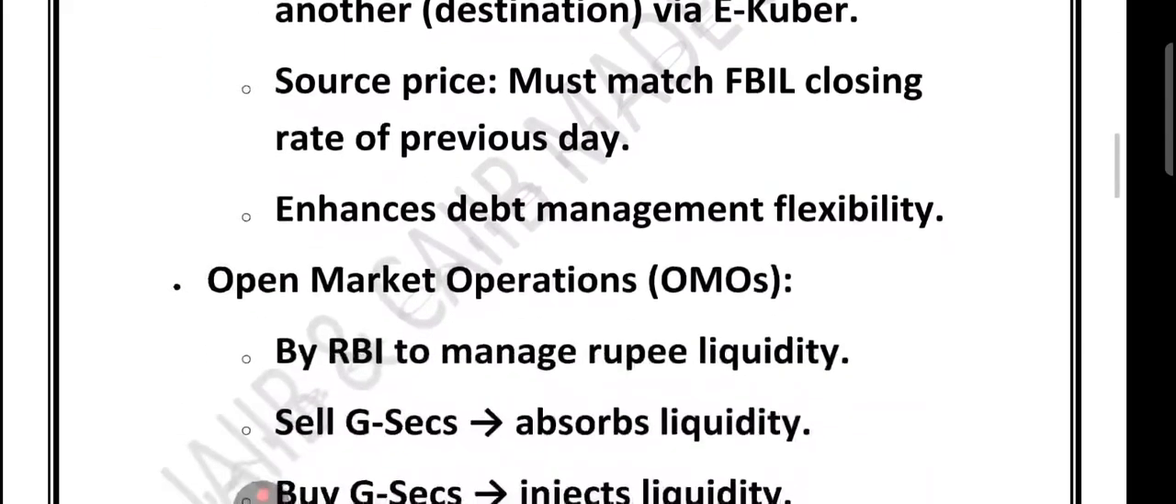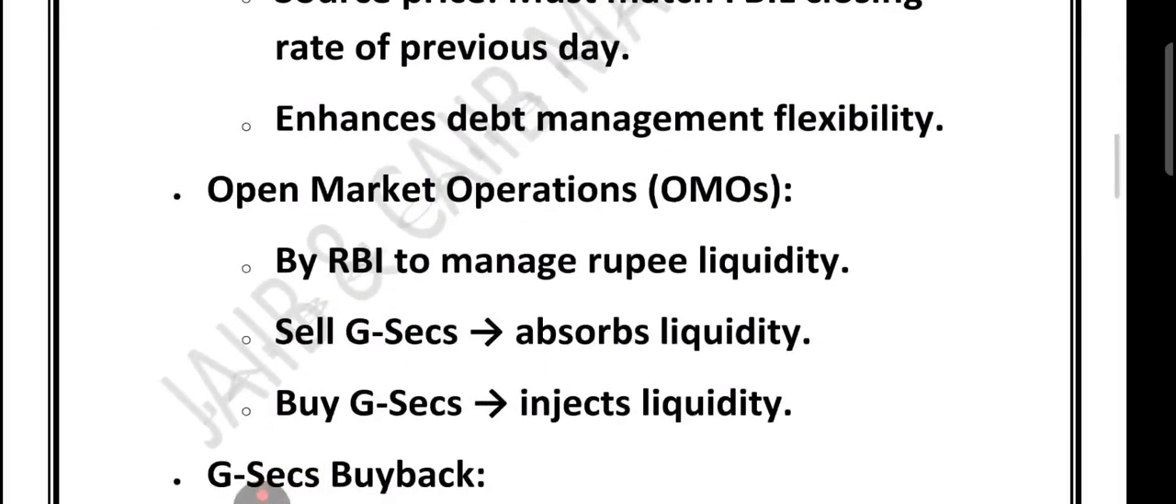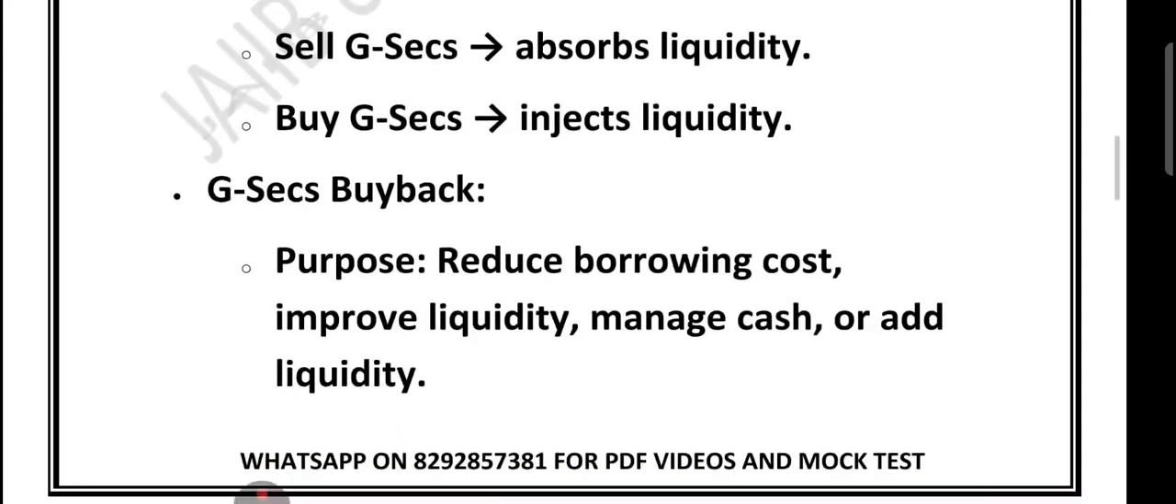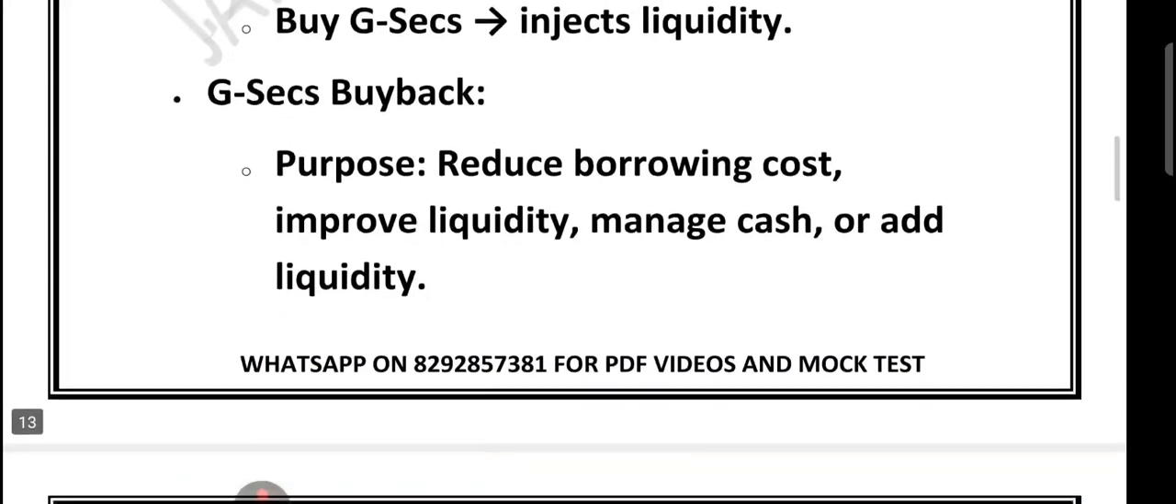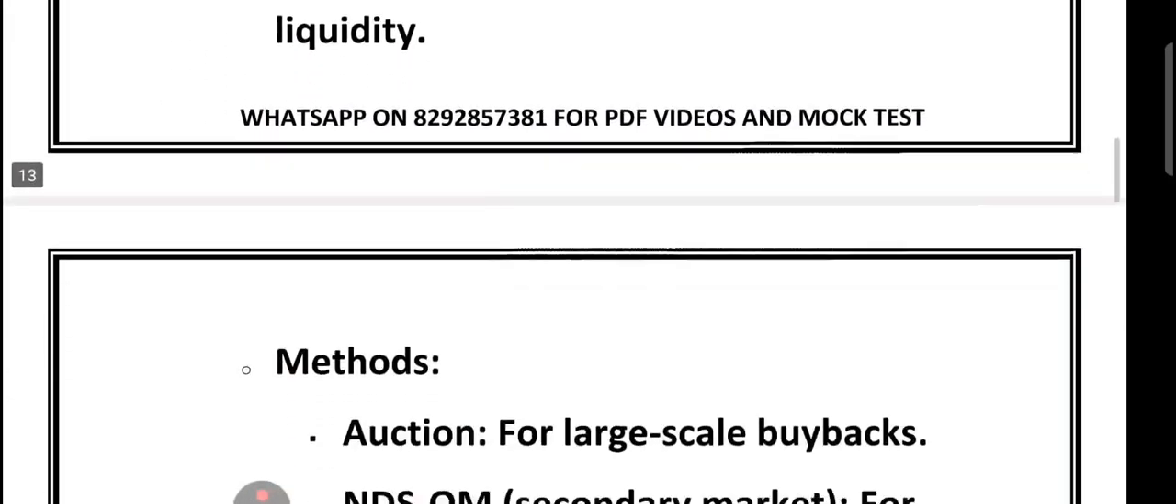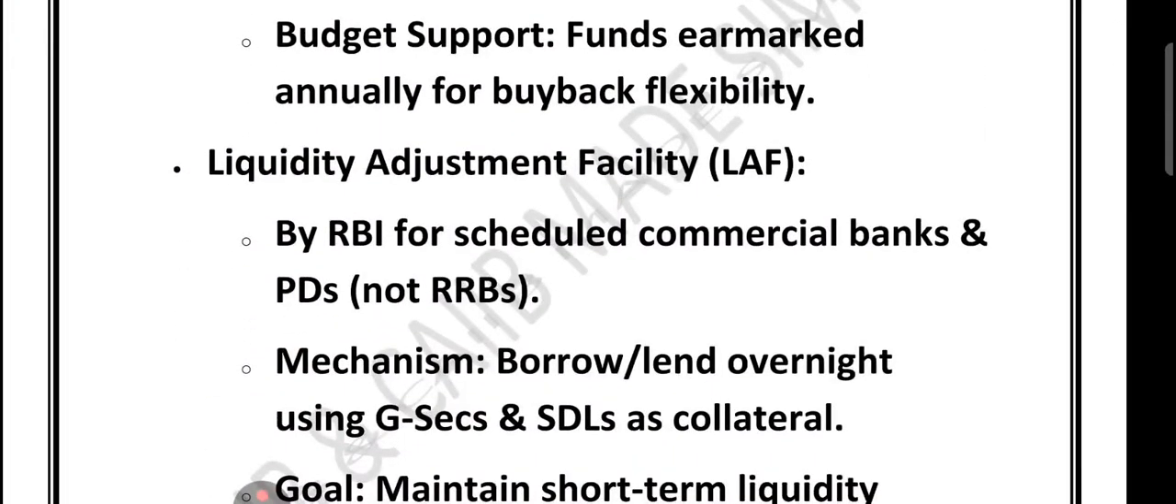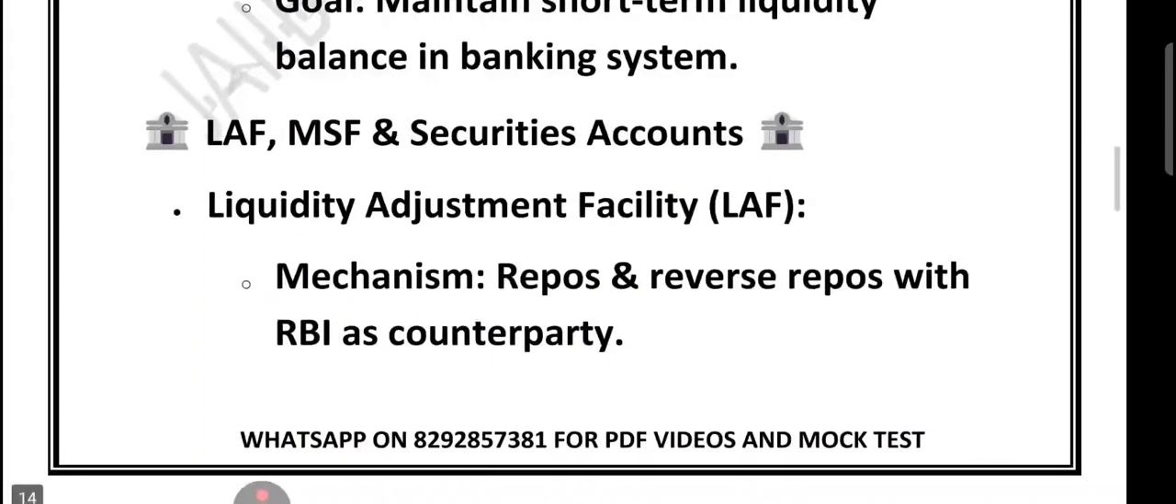Second thing I told you is OMO. OMO means RBI buys to add money, sells to absorb money. Buyback means the government repurchases old securities to save on interest or to manage the liquidity. That is called buyback. And finally we talked about the liquidity adjustment facility, which is the RBI's daily liquidity control tool for banks as well as primary dealers.